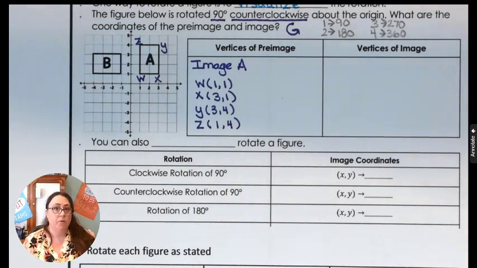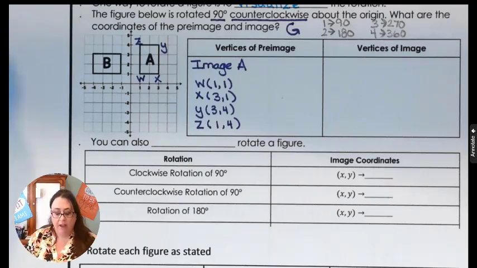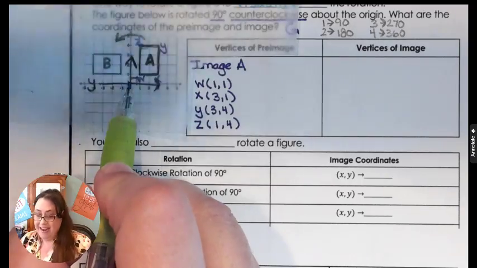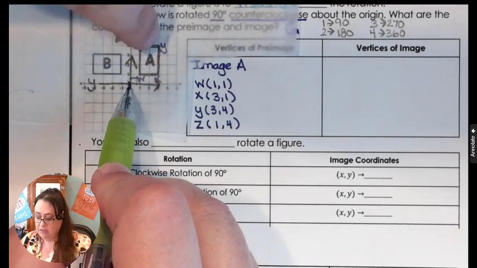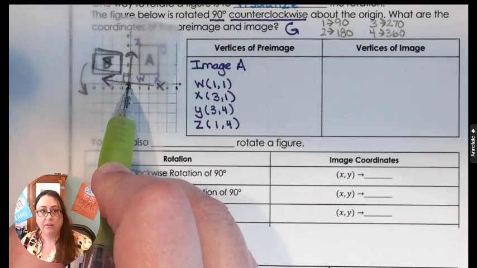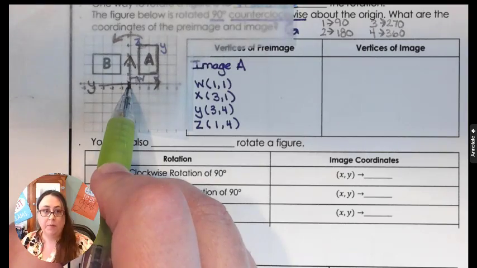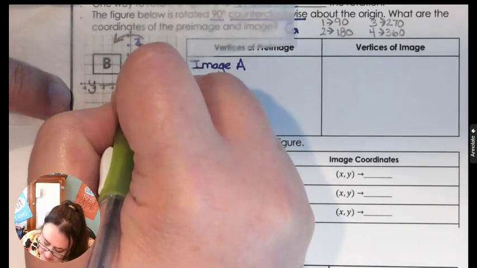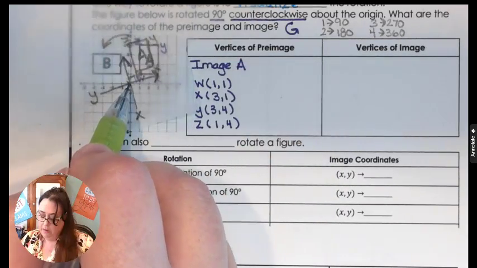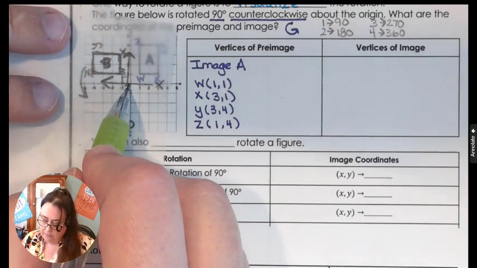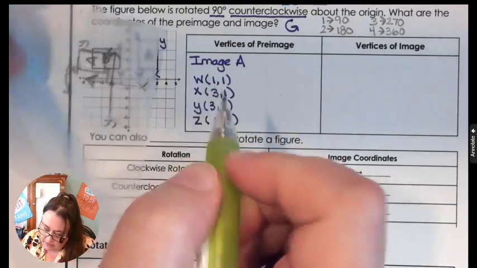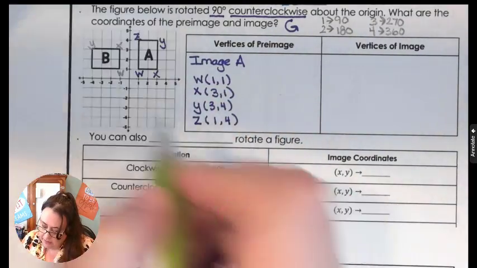So now the vertices of the image, that means after I've moved it. If it started here, now we're going 90 degrees counterclockwise. So that means go around this way, to the left. Here are my new images. It's going to be really important we know where they go to. So this is W, X, Y, and Z. We have to pay attention to where they go to. So let's move it. This one's W, this one's X, this one's Y, and this one's Z.